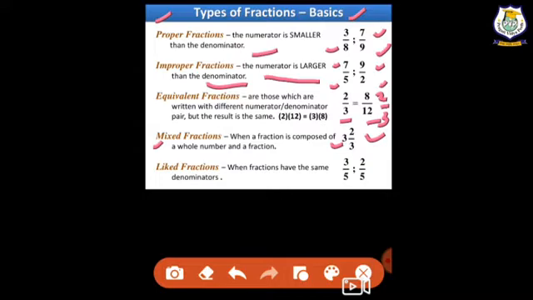Now the next one is like fractions. When fractions have the same denominator. Remember this thing, same denominator, not numerator. Whenever we are having the same denominator, it means the fractions are like fractions.